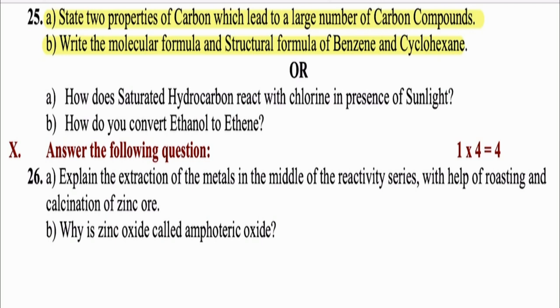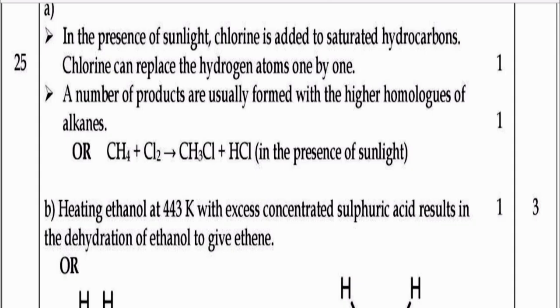I will go to the next question. Optional question A. How does a saturated hydrocarbon react with chlorine in the presence of sunlight? In the presence of sunlight, chlorine is added to saturated hydrocarbons. Chlorine can replace the hydrogen atoms one by one. A number of products are usually formed with the higher homologues of alkanes. CH4 plus Cl2 gives CH3Cl plus HCl in the presence of sunlight.